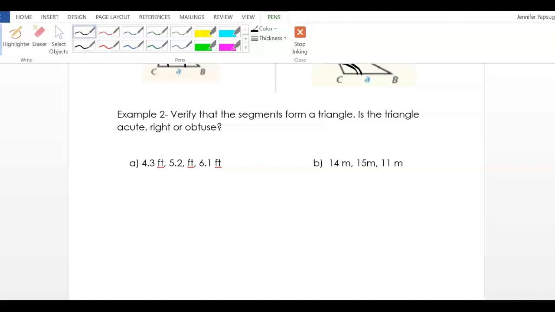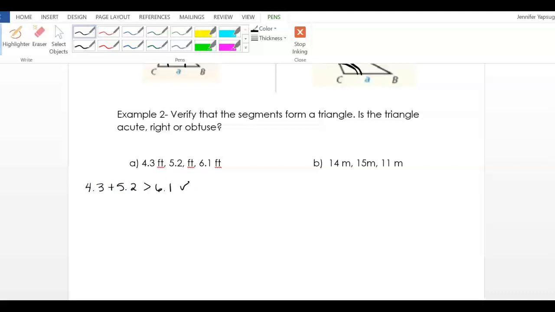If you remember, we would check the lengths of the sides to see if, when we added two of the sides, they were greater than the third side. So to check to see if this is a triangle, you have to do three different addition statements. So first we're going to check if we add the first two legs together, is it bigger than the last leg? So we're going to ask ourselves, is 4.3 plus 5.2 larger than 6.1? So I think we can all agree that that in fact is true.